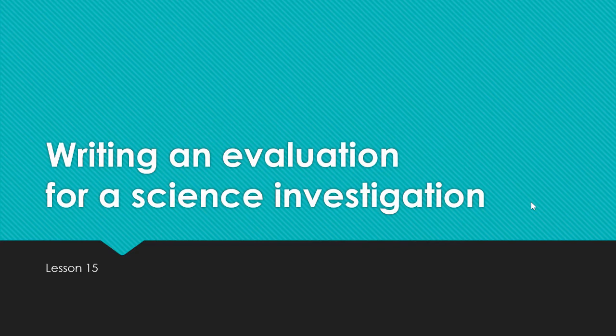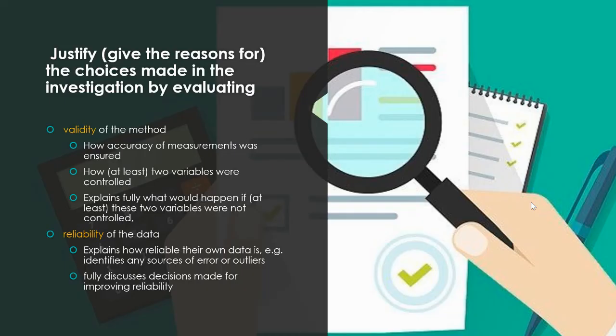It's about writing an evaluation. So, what is an evaluation? It is used to justify or give the reasons for the choices made in the investigation by evaluating the validity of the method and the reliability of the data. So the validity is all about the accuracy of the measurements, how at least two variables were controlled, and explains fully what would happen if those two variables were not controlled. And it talks about how you could make your investigation better.